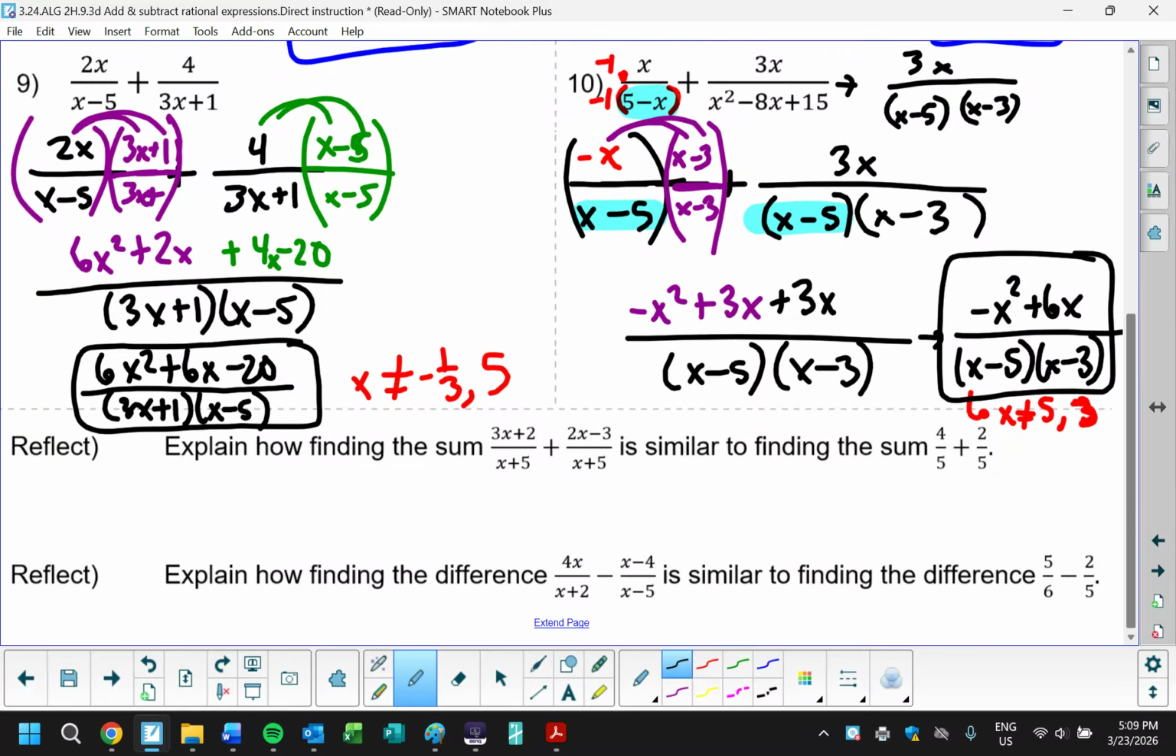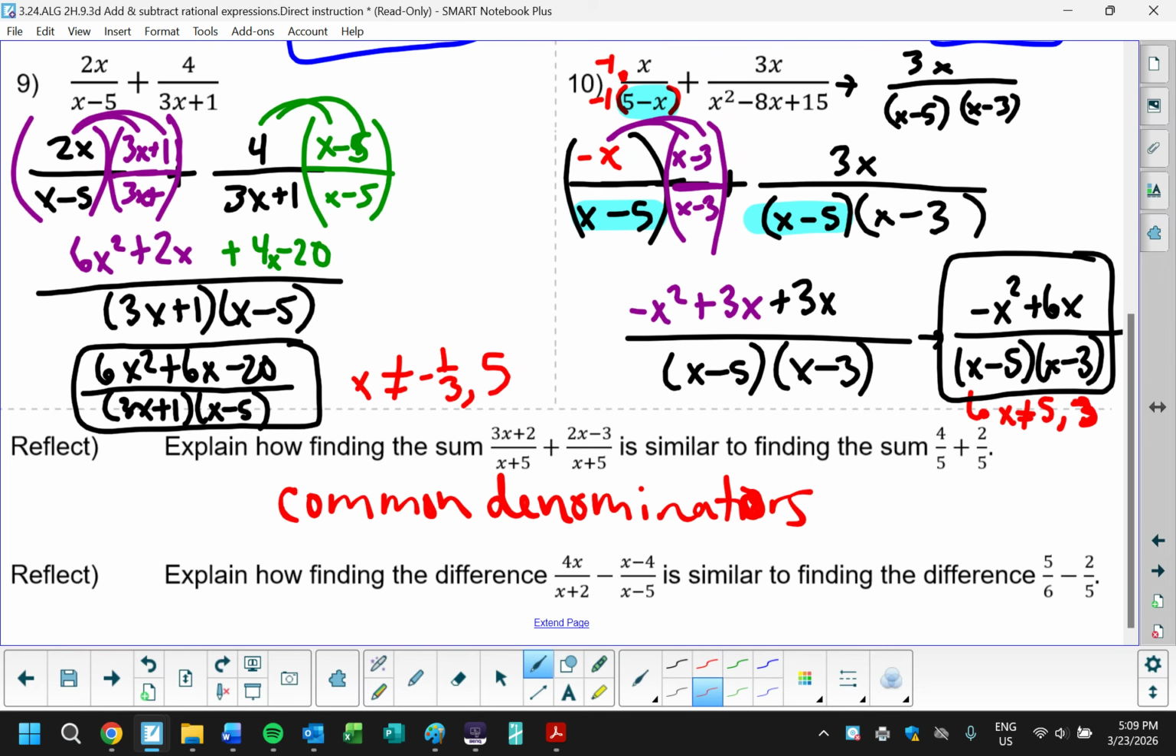I want you to answer these two questions. Come on back when you're ready. I hope at some point in time you talk about needing common denominators. And honestly, both of those problems already have common denominators. So you can go ahead and add the numerators together.